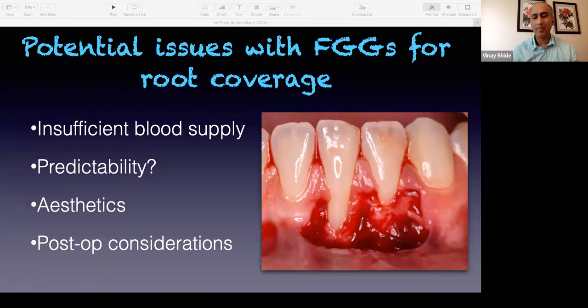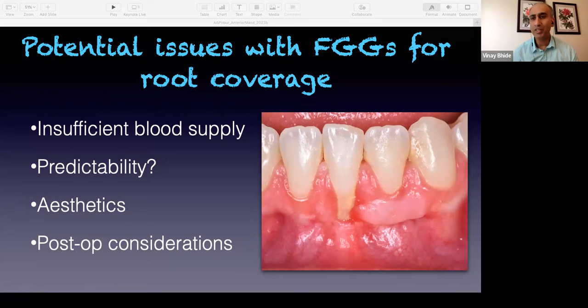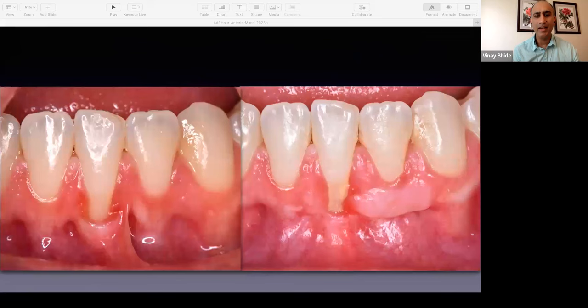And again, going back to the blood supply, we're relying on this periosteum for the blood supply to nourish this graft. And sometimes we just don't get that nourishment, and we end up with a result like this, where on one tooth, the graft took, and on the one that we're trying to get root coverage for, it didn't take as well. And then, of course, there's post-operative considerations, such as bleeding from the palate, pain from the palate while it's healing. But these are all very manageable, and we can treat these with a Copac or some type of a dressing or a palatal stent.